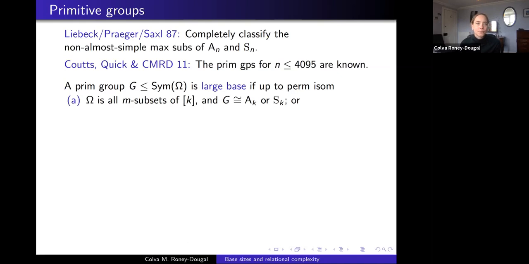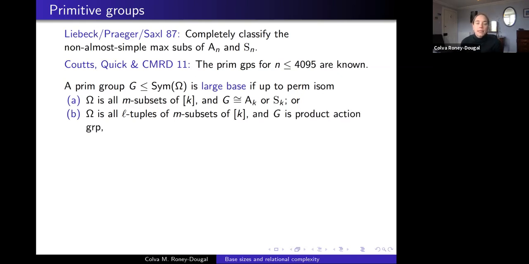The next possibility is we take that on steroids, and we take all l-tuples of subsets of {1, ..., k}. And now what we're allowed to do is act independently on each entry of our l-tuple, and also permute the l-tuples around. So that means in group theory language, G is a product action group, and it contains the whole of A_k to the l. So I can definitely do each of A_k on each coordinate, but I can also permute them around and do more stuff as well. So these are called the large base groups.